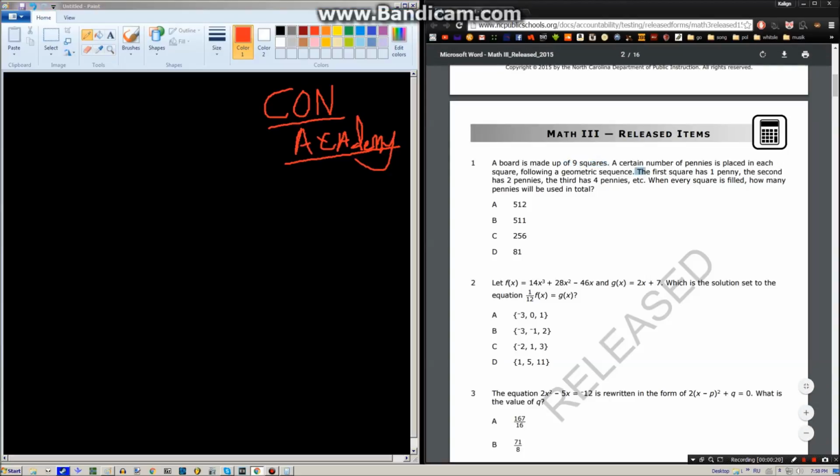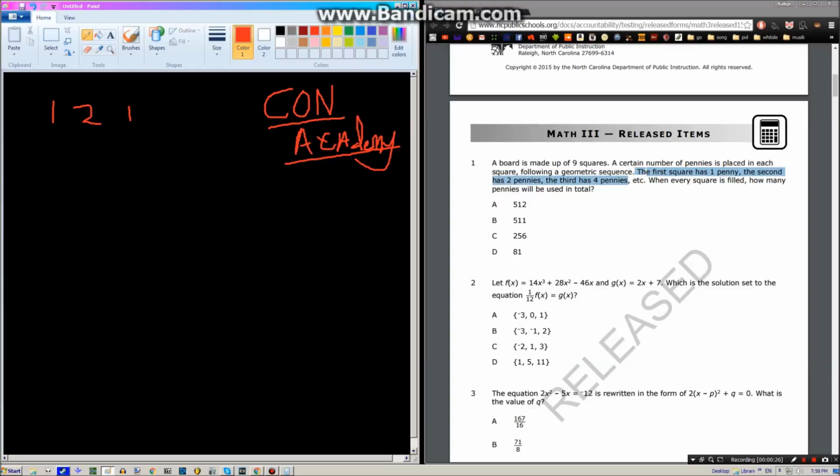There's 9 squares. The first square is 1 penny, second has 2, third has 4. So, you've got this nice little 1, 2, 4, 8, 16, 32, 64, 128. If you haven't noticed, I'm actually just doubling them. I think it's 256. Yeah, 256. That's all you have to do, just double it. There's your 9 squares.